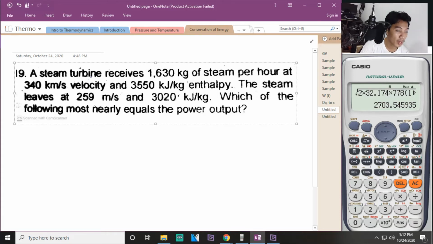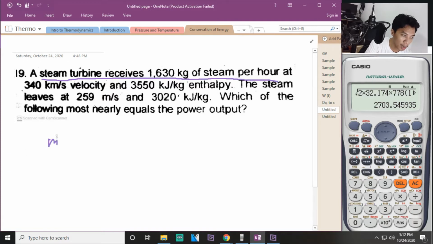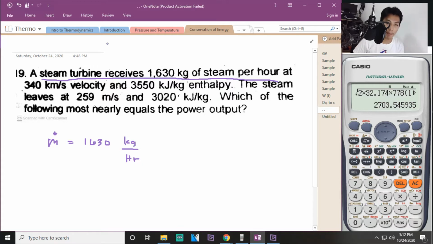Problem number 3. A steam turbine. Yan, turbina naman. A steam turbine receives 1,630 kg of steam per hour. So that is mass flow, 1,630 kg per hour. Sir, ano yung turbine? Kung ang pump nyo, ang bomba, okay, nag-consume ng power, ang steam turbine naman is nagpo-produce ng power. Okay? Or, ito yan, your pump, your compressor are power consumers. Kailangan nila ng application ng power para gumana sila.